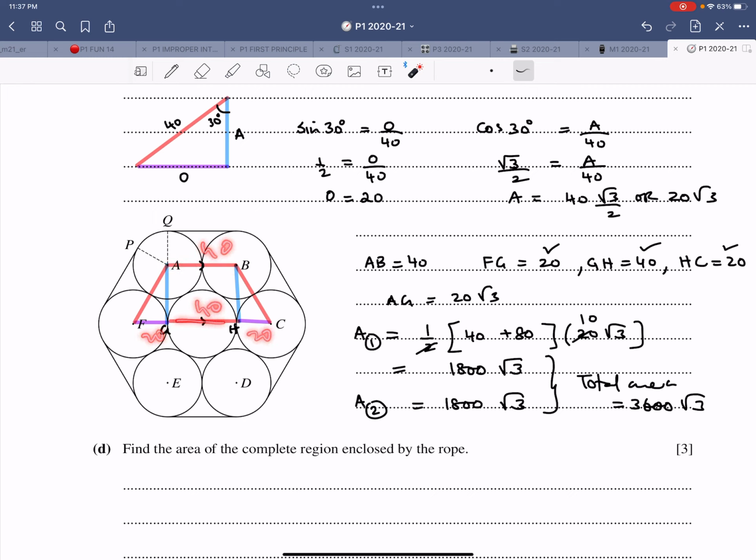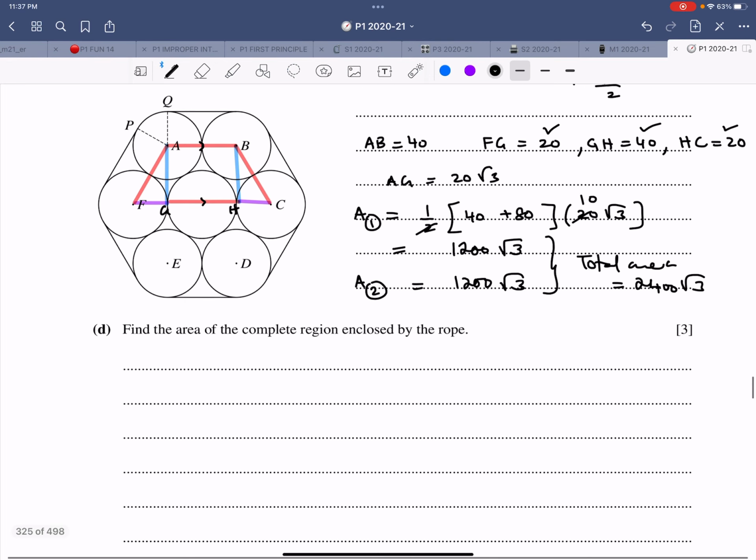40 plus 20 is 120. So now let me get this straight. So this is not 1800, this is 120, and this is 1200 root 3. This is 1200 root 3. Therefore, the correction is done. That is 2400 root 3. That is the answer for this one.